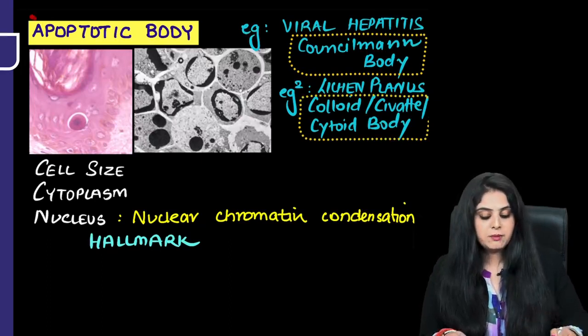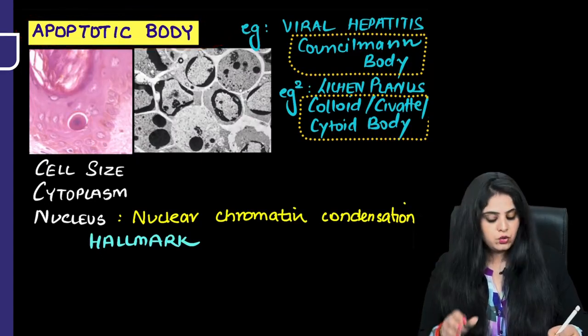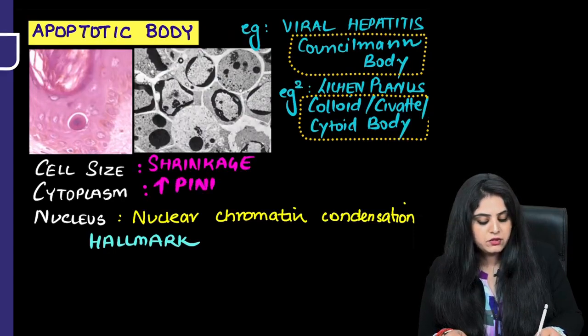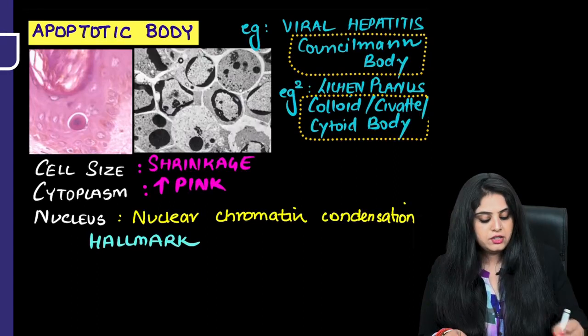Now moving on, we come to what exactly it looks like. So look at the cell. It's become a little smaller. So what do you call it? There is cellular shrinkage. The size is going to shrink a little. But look at the colors. The colors are going to become very, very intense. The cytoplasm is going to look very, very pink, whereas the nucleus is going to look very, very blue.